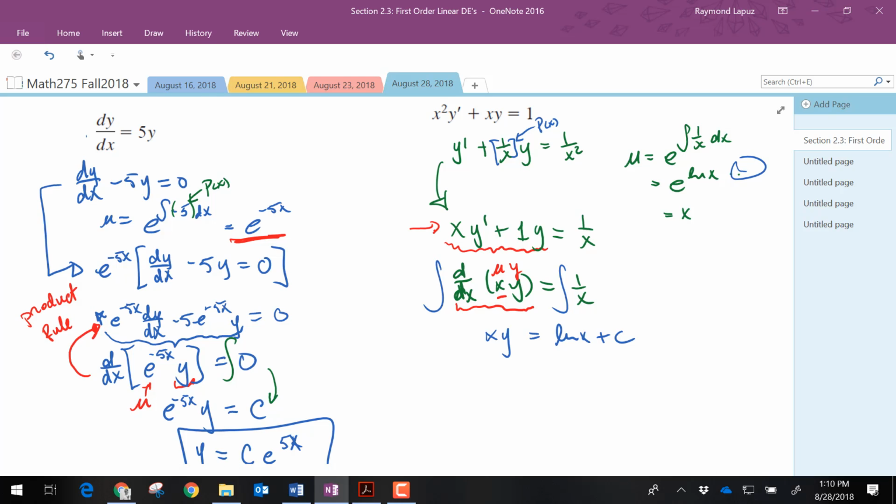No, the y doesn't go into the integrating factor. You're just looking at the p of x, and the p of x is the number or the function next to the y, not the y.